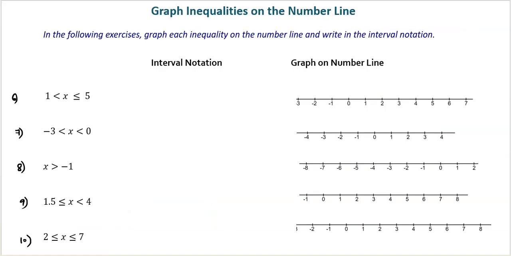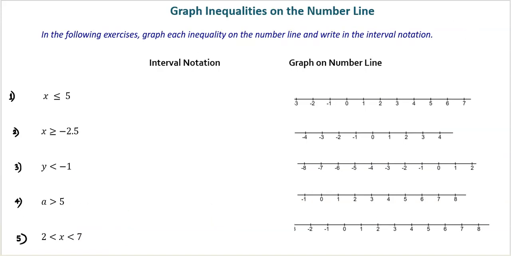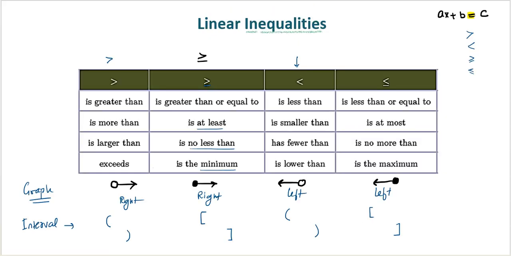So let's see some examples. Now, suppose you have to represent x less than or equal to 5. This is less than or equal to, so how do you represent it on the graph? Filled circle and move towards the left.